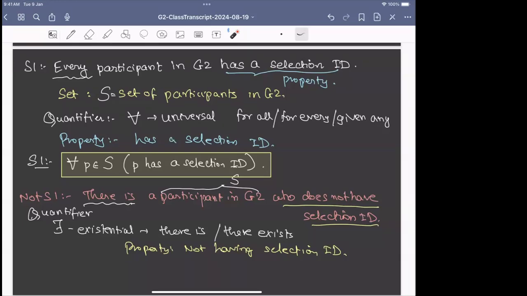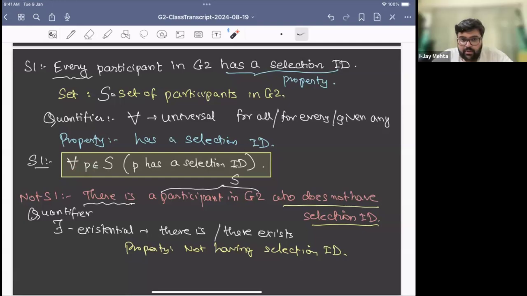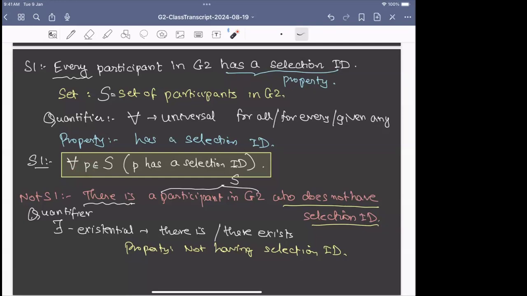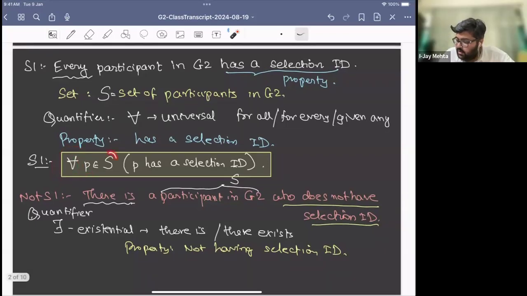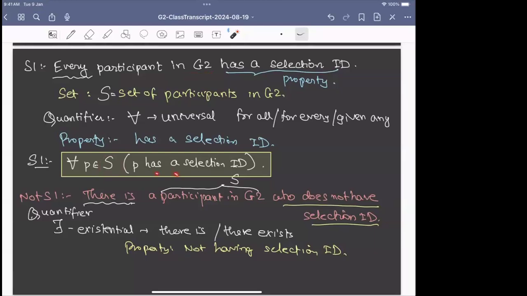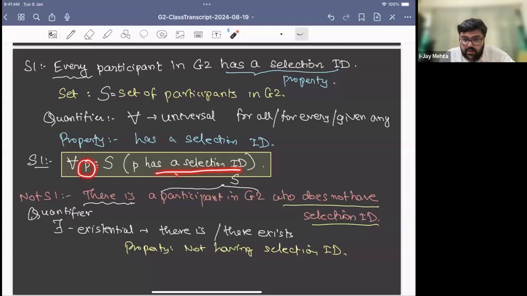Yes, sir. Now what is this P? What does the P denote? Sir, quantifier? No, quantifier is this. What is a small p? S is the set of all participants in G2. Property is this selection ID. What is a small p? Okay. Sumit, what is a small p?